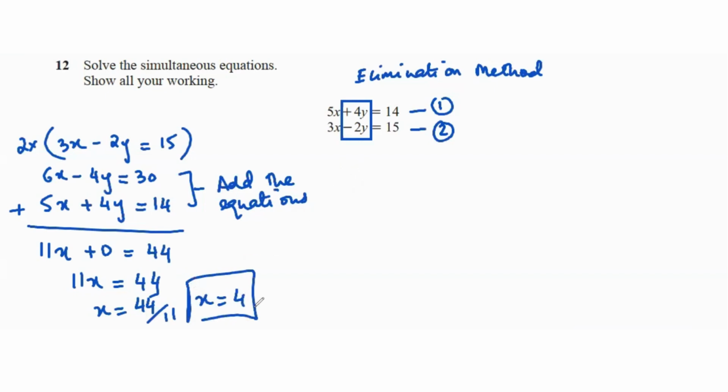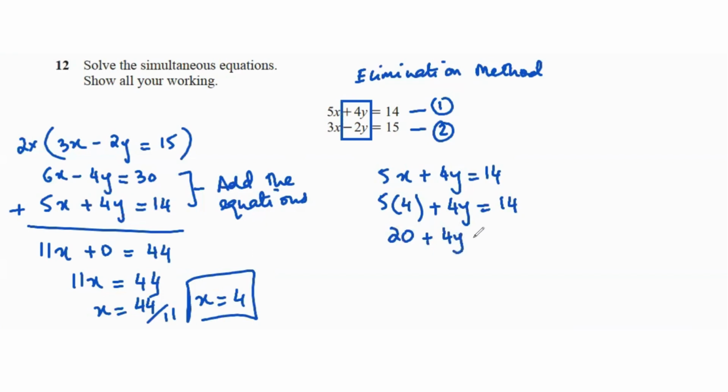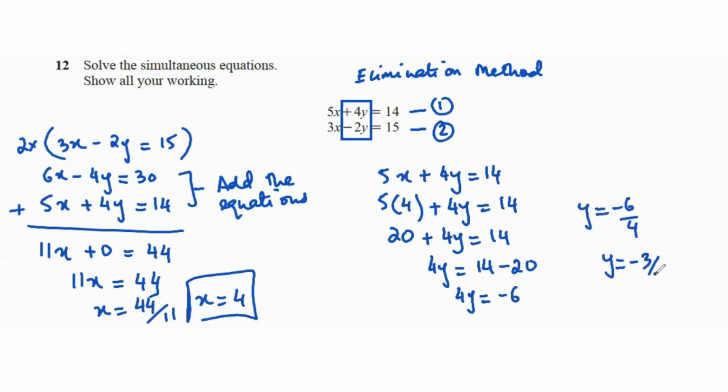Now to find y, we put x equals 4 in one of the equations. If I put it in the first one, it's going to be 5 times 4 plus 4y equals 14. That's 20 plus 4y equals 14. 4y is 14 minus 20, which is negative 6. So y is going to be negative 6 over 4, which is negative 3 by 2. So that is your y value.